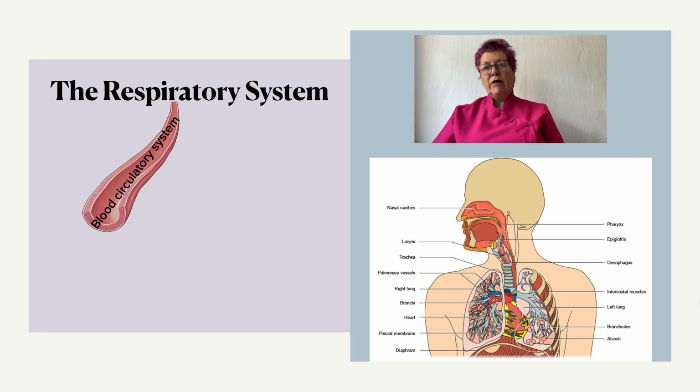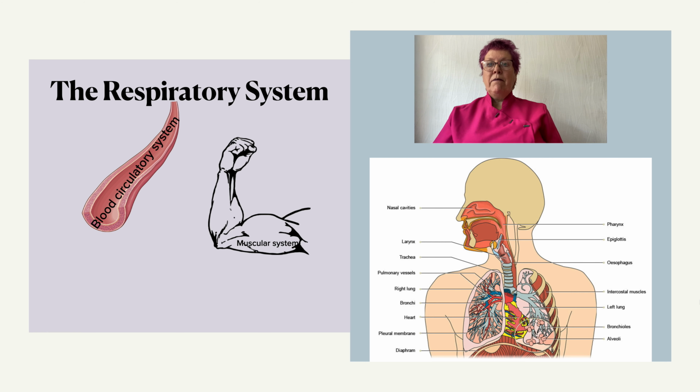We've already seen how the muscular system plays a role in the blood circulatory system, the digestive system and the urinary system, but it also has a role to play in the respiratory system. Muscles are involved in the process of respiration. We have the intercostal muscles between the ribs and the diaphragm just below them. Firstly, let's look at the intercostal muscles.